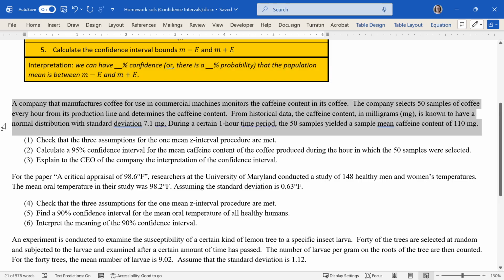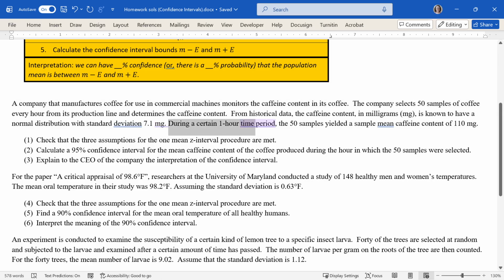All right, so a company that manufactures coffee for use in commercial machines monitors the caffeine content in its coffee. The company selects 50 samples of coffee every hour from its production line and determines the caffeine content. From historical data, the caffeine content in milligrams (mg) is known to have a normal distribution with standard deviation 7.1. During a 1-hour time period, the 50 samples yielded a sample mean caffeine content of 110 milligrams.